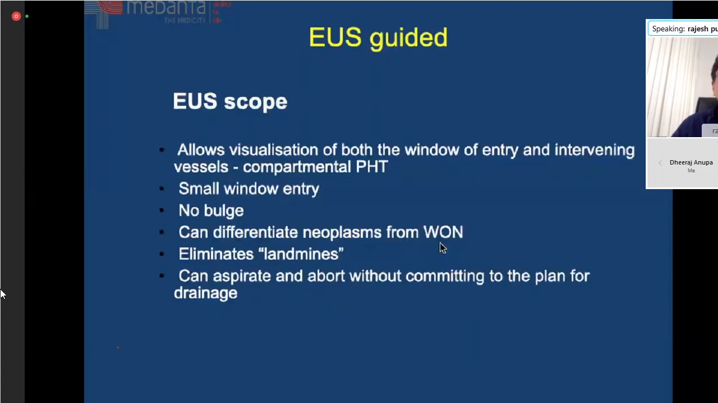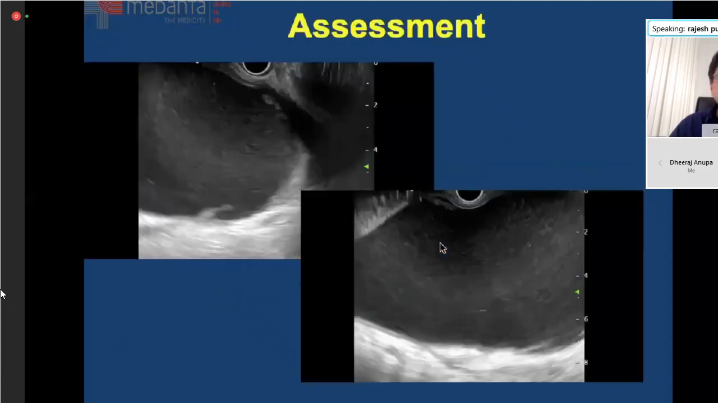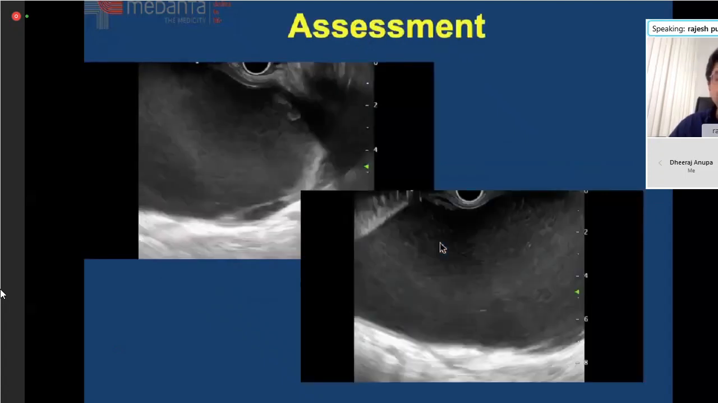As I said, the EUS scope allows visualization of the window of entry as well as the intervening vessels. Even a small window of entry you can do with the help of EUS. If there is no bulge, and it is at least 1 centimeter away from the gut wall, you can do EUS guided drainage. It helps in differentiating WOPN from cystic neoplasm of the pancreas. It eliminates the landmines, and you can aspirate and abort if you find hemorrhagic content.